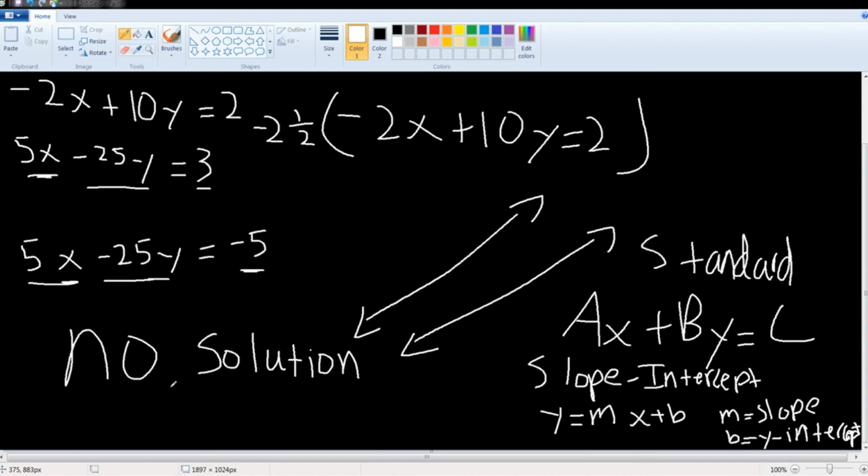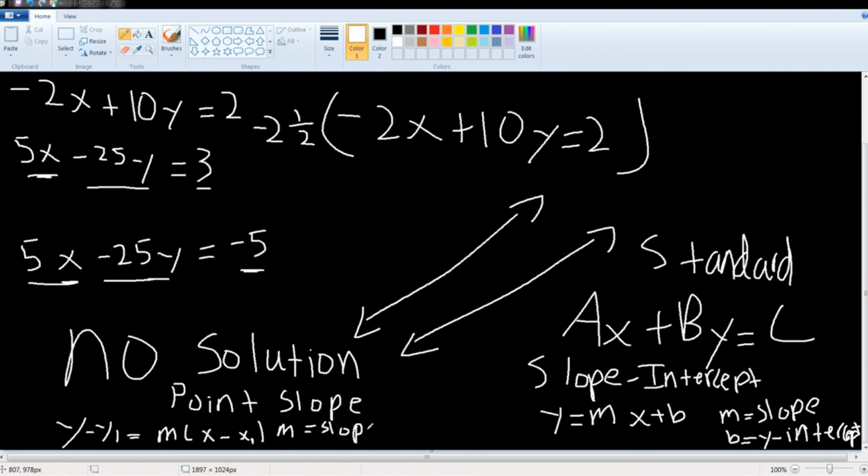And lastly, we have point slope, which is y minus y1 is equal to m times x minus x1. Essentially, m is slope, just like the slope intercept form, and x1, y1 are just a point on the line.